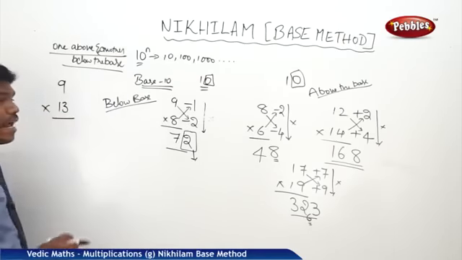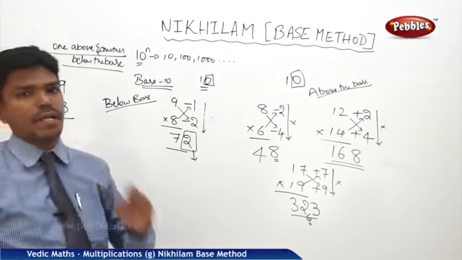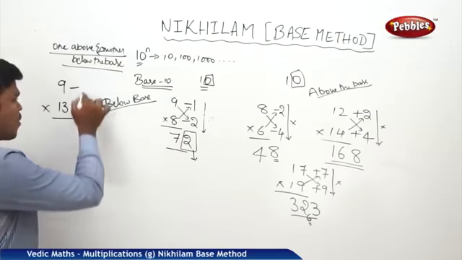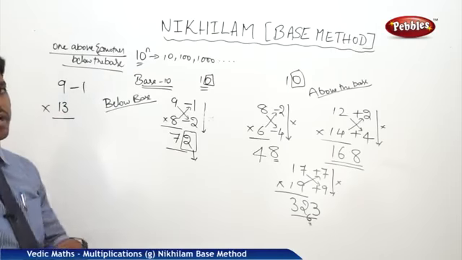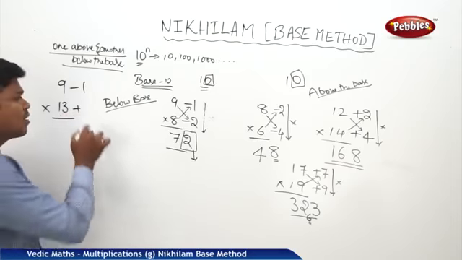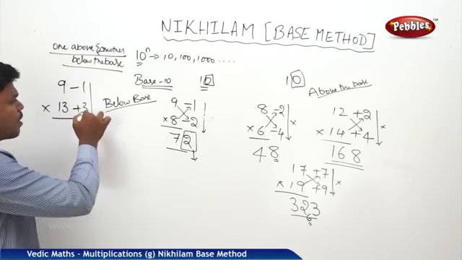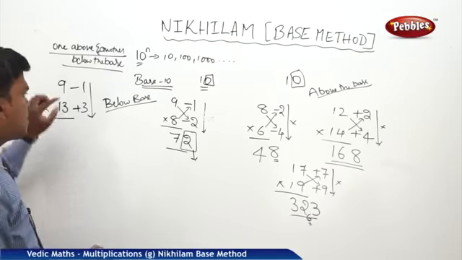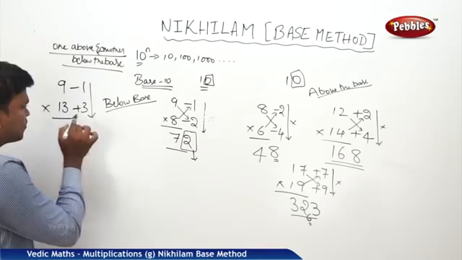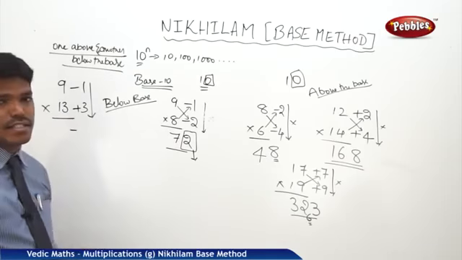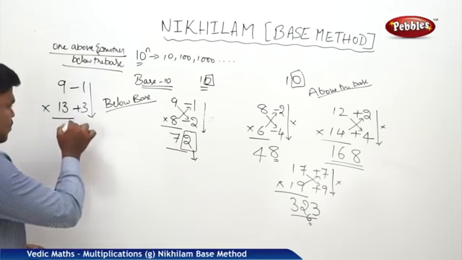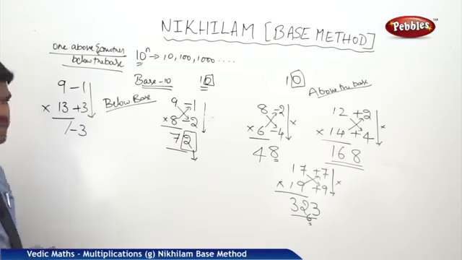Here 9 is less than the base. Since it is less than the base, I am putting minus, and how much less than the base? 1. Here 13 is more than the base, so that's why I am putting a plus symbol, and how much more? 3. First of all, we need to multiply these two. Plus into minus, this time it is minus. Yes or no? Yes. And 1 into 3 is 3. Just put a small bar like this.